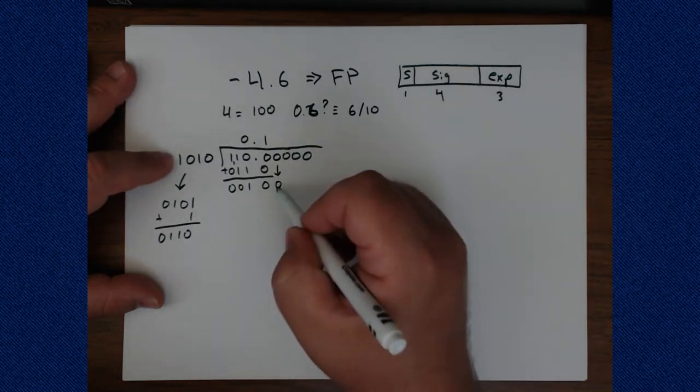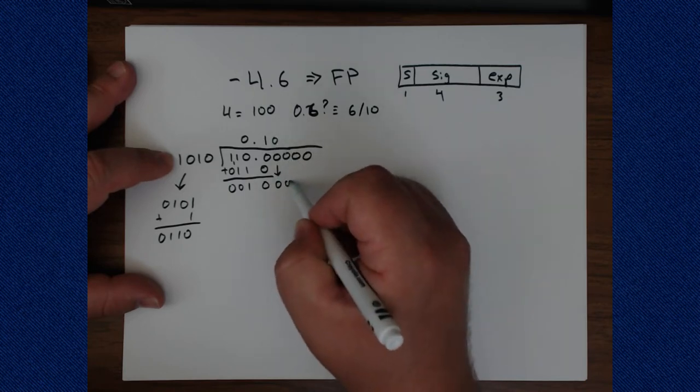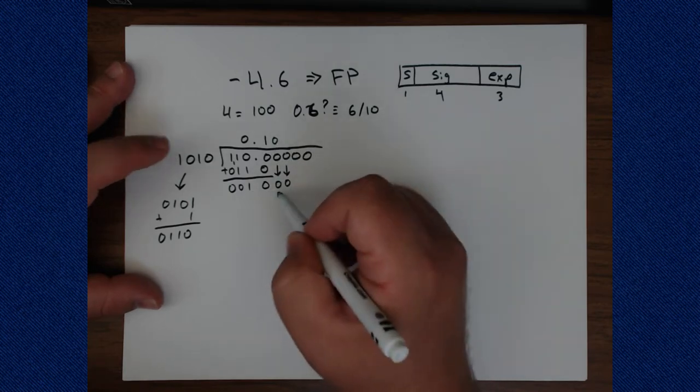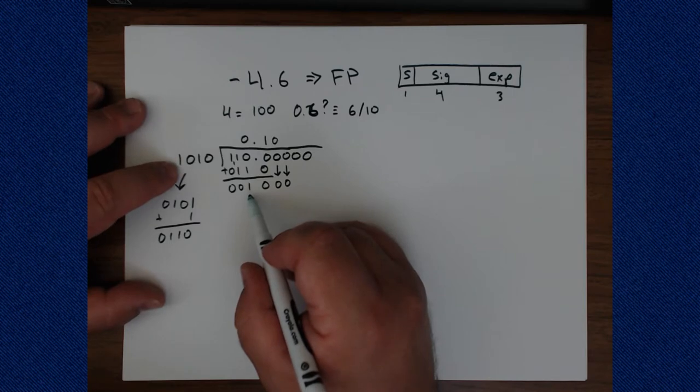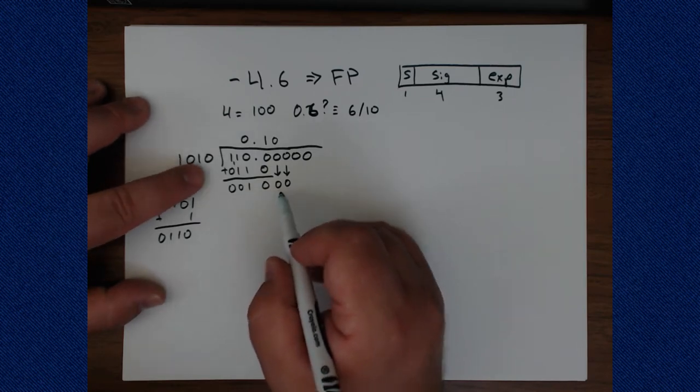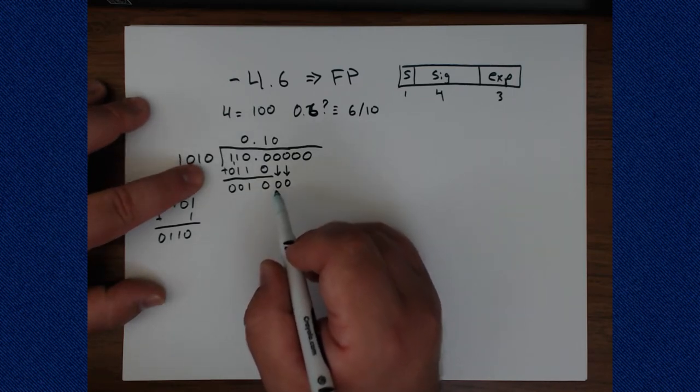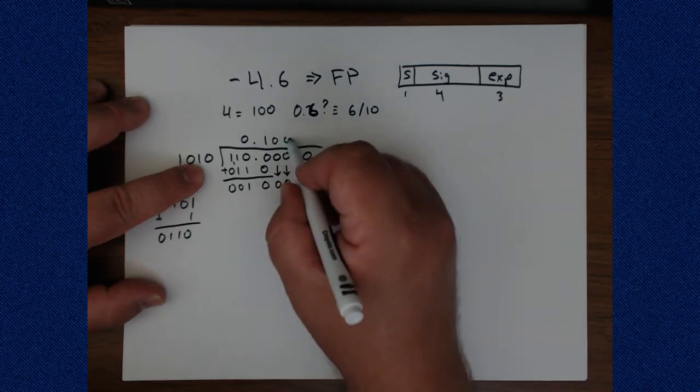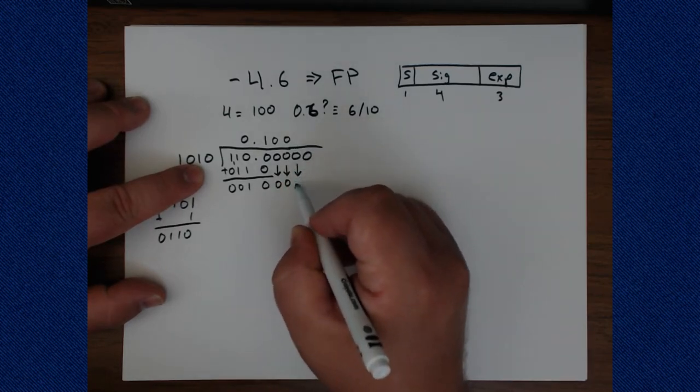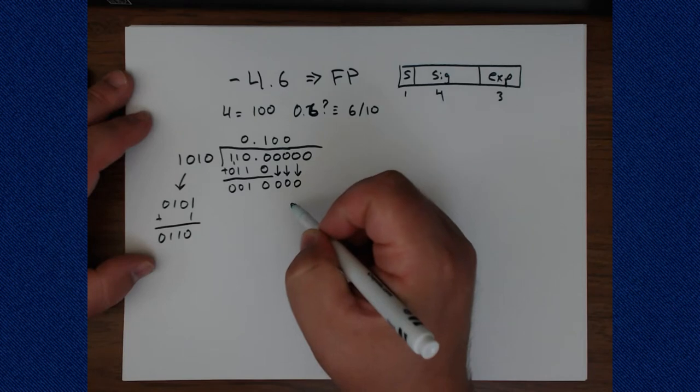And now it's 3 bits versus 4, so this is too small. Bring down another 0. 4 to 4, which is bigger. High bits are the same, next bits are the same, next bits are different, but this has a 0, so this number is smaller. This will have to be a 0, which means we'll bring down an additional 0.